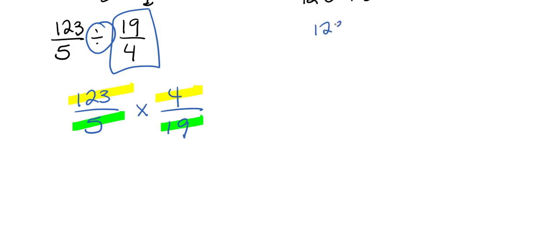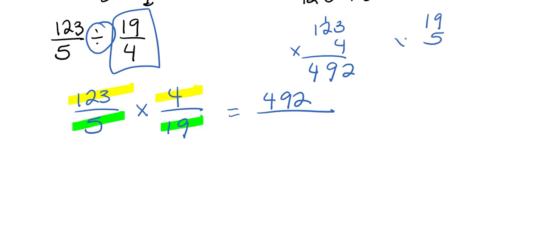So we have 123 times 4. 2 times 4 is 8, plus 1 is 9. 4 times 1 is 4. So we have 492 on the top. And then 19 times 5. 9 times 5 is 45. 1 times 5 is 5, plus 4 is 9. So we have 492 over 95.